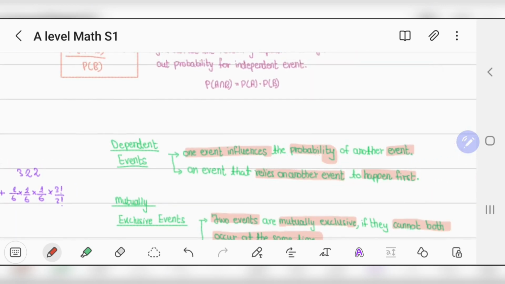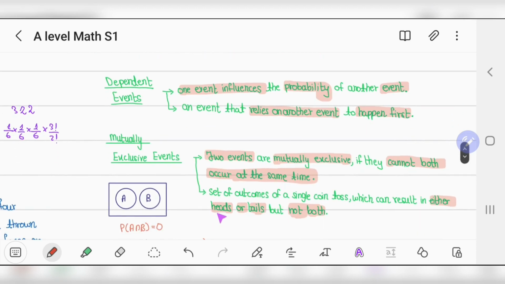Dependent event: one event influences the probability of another event. An event that relies on another event to happen first. Like for example, if you are taking a ball from a box, in a box there are many colors. You've got seven red balls and five blue balls. You have taken one ball at random without replacement, which means that because of taking that ball it changed the probability of another event which is going to happen. For example, if I want to take two balls, I'm going to take the first ball and I will not replace it, which means the total number of balls in the box is reduced by one. So this changes the probability of another event happening, which means if I take another ball, the probability would be different because of the first pick.